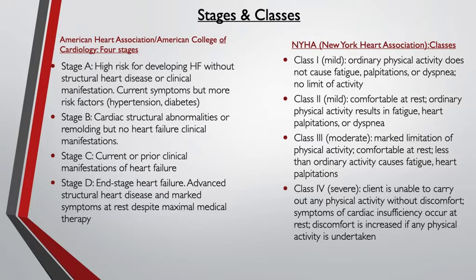So here's a side-by-side comparison of stages and classes of how heart failure is ranked or diagnosed. You have stage A through D, which goes from high risk down to your end stage for heart failure. And then as far as your classes go, you have a class 1, which is your mild, and that goes up to your class 4, which is your more severe.